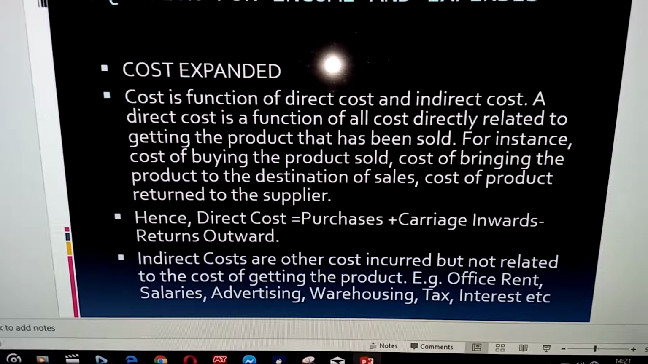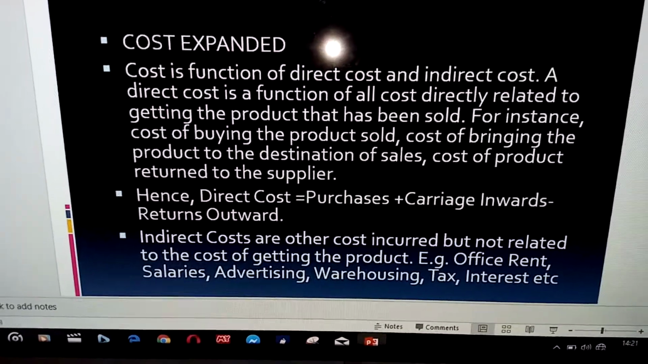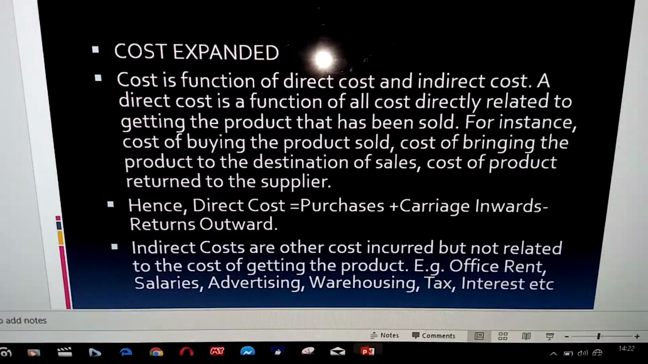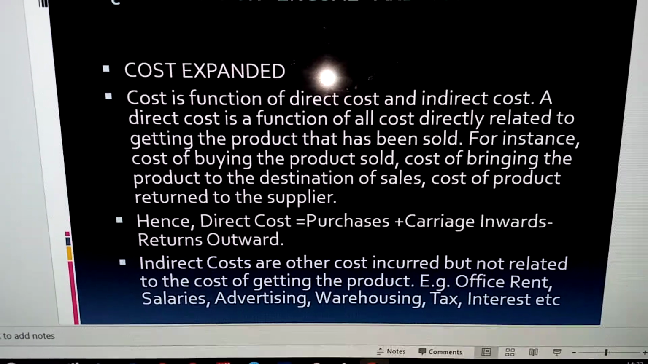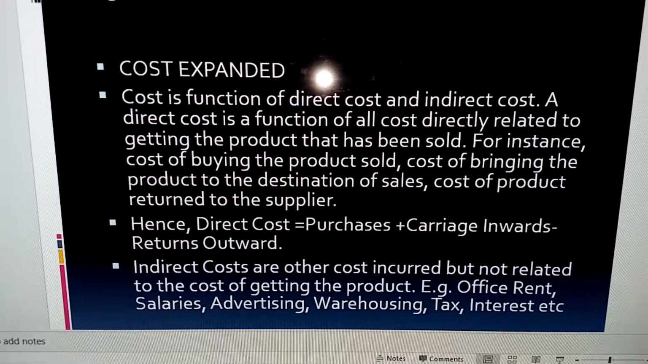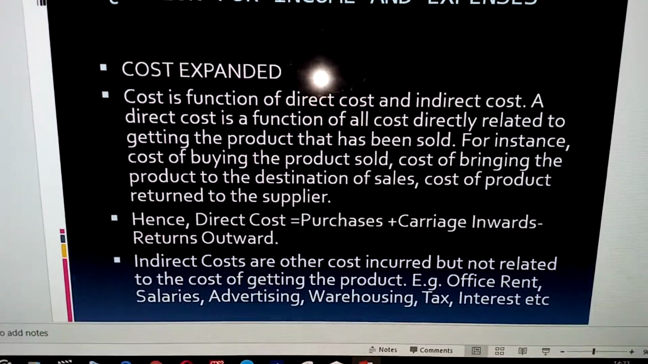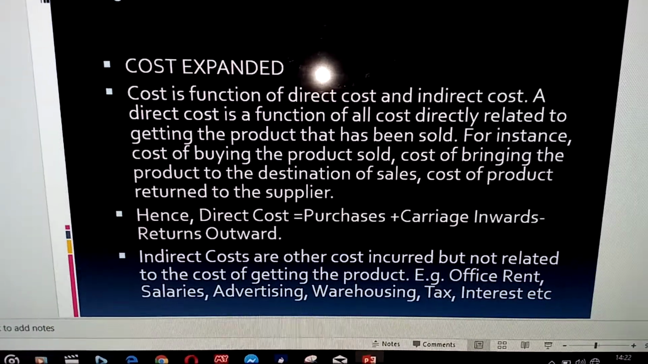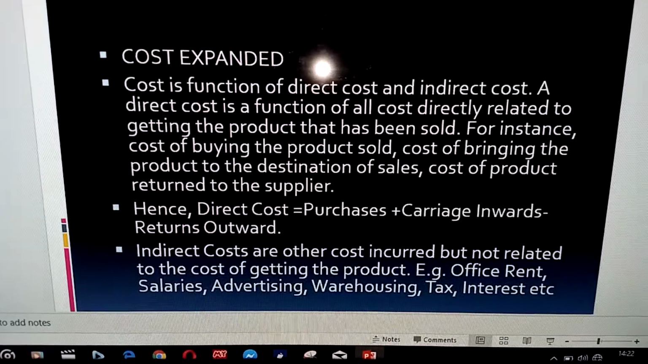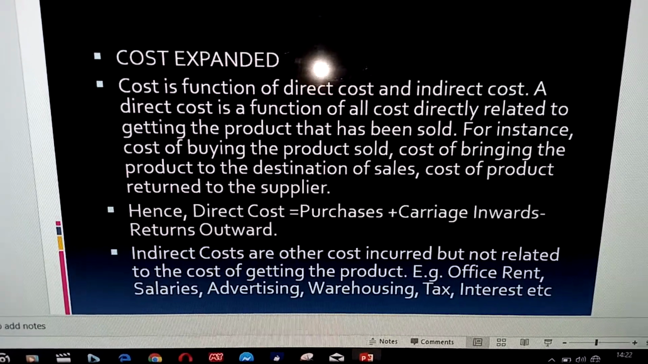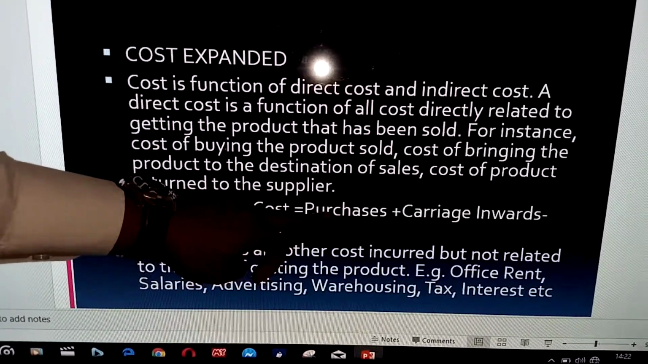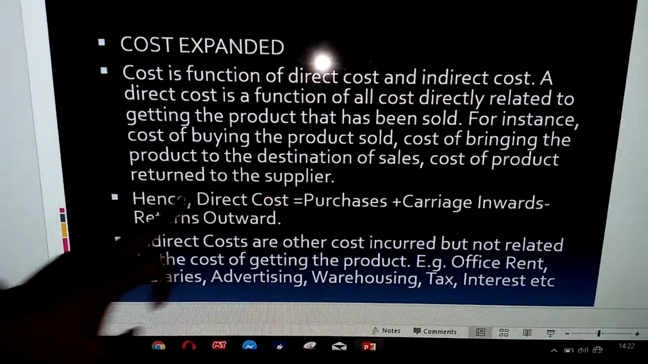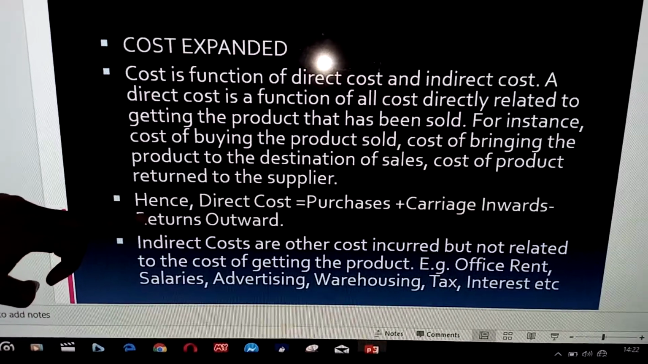getting the product that has been sold. What is the cost directly related to getting the sanitizer we are selling? The purchase cost of it, the cost of transporting it to this place, and any return made back to where we bought it from. So it means that our direct cost can be expanded into what? Purchases, carriage inwards, and what? Returns outward.